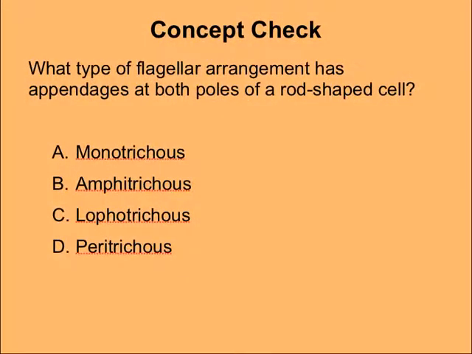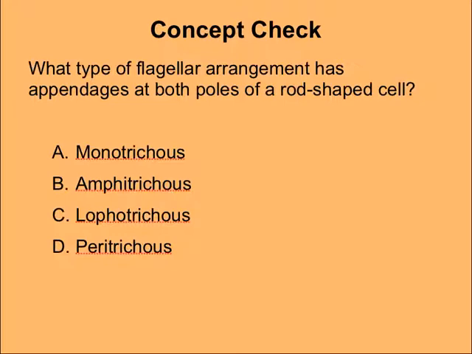How about a quick concept check? What type of flagellar arrangement has appendages at both poles of a rod-shaped cell? Monotrichous, amphitrichous, lophotrichous, or peritrichous?